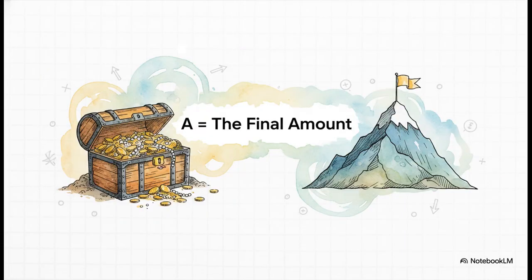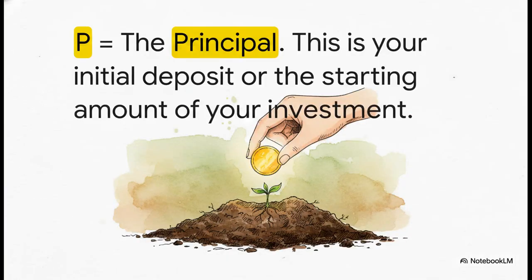First up, we have A. Think of A as the answer, the final amount we're trying to figure out. It's the grand total you'll have at the end of the day, your starting cash plus all the interest it's earned along the way. Next up is P for principal. This is your starting point, right? The seed money. It doesn't matter if it's $100 you're saving or $10,000 you're borrowing. P is the foundation for the entire calculation.